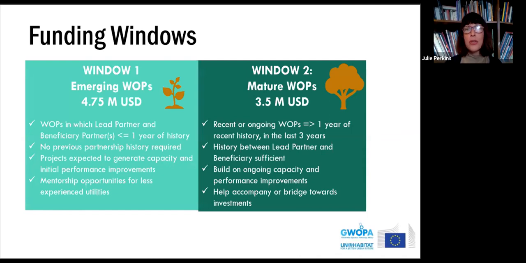So maturity is not a subjective thing. It's based on the time of the partnership, the duration. So we're saying if it's under 1 year, then it's new or emerging. If it's over 1 year, then it's mature. Of course, we understand that it could be over 1 year and not very mature. So that's unfortunate, but that's the arbitrary distinction that we're making between the two windows.